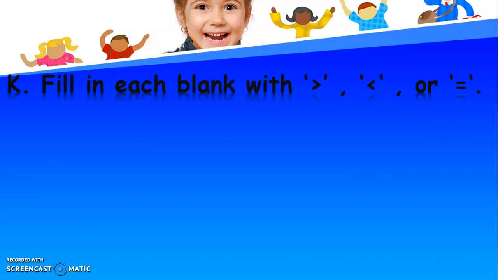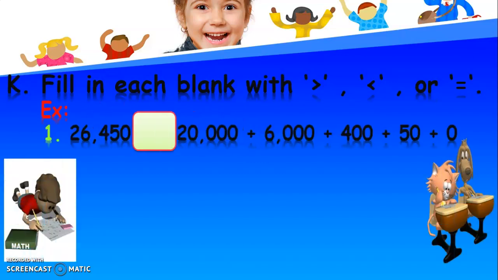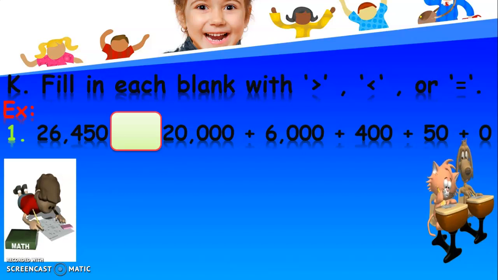So again, for letter K, fill in each blank with the correct symbol for comparing numbers. For number 1, the correct symbol is equal. So how did we get this answer? Look at this expanded form and try to think of the number that it's trying to give you. So you have 20,000 plus 6,000 plus 400 plus 50 plus 0 equals the same number here. This expanded form is also equal to 26,450. So the correct symbol is equal.